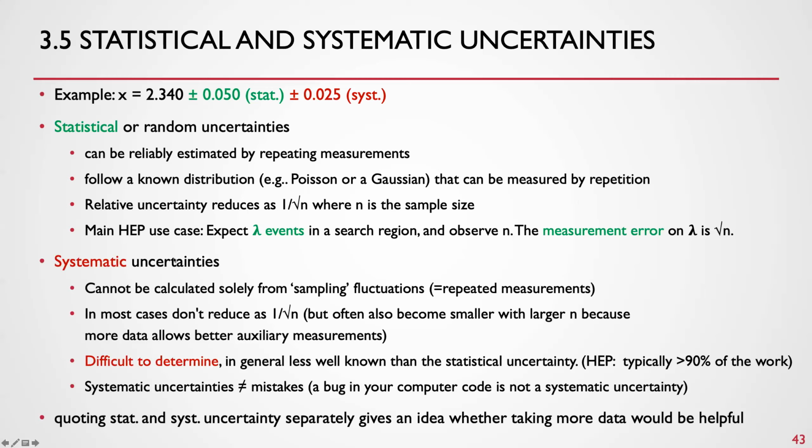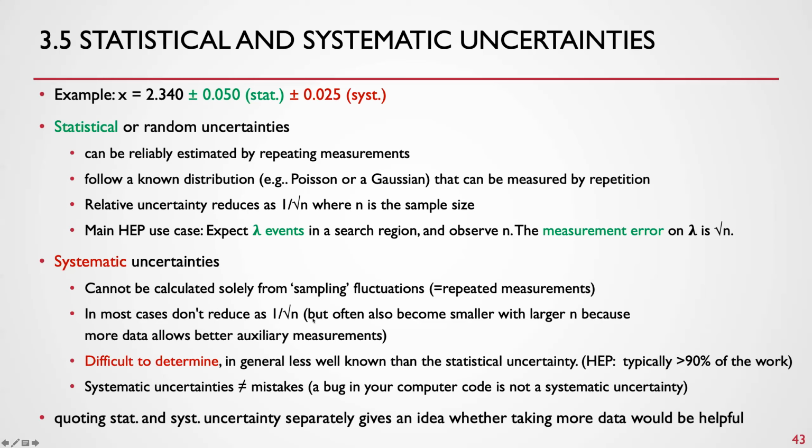Systematic uncertainties are different. Systematic uncertainties cannot be calculated from repeating a measurement or from sampling the fluctuations, which amount to repeated measurements. In most cases, the systematics do not reduce as 1 over square root of n. Think about the non-compensating calorimetry. We have an uncertainty in the measurement of the energy that's proportional to the response difference of the electromagnetic and the hadronic calorimetry response. It was constant with energy. So whatever you do, you cannot tell better than a certain constant for some measurements. For example, the calorimetry measurement of an energy.